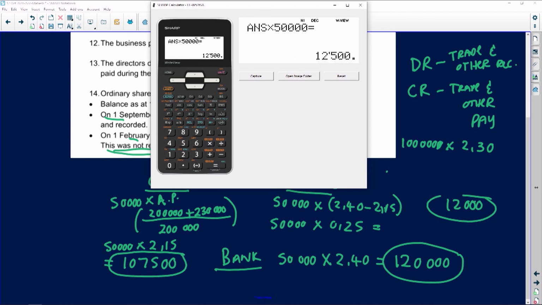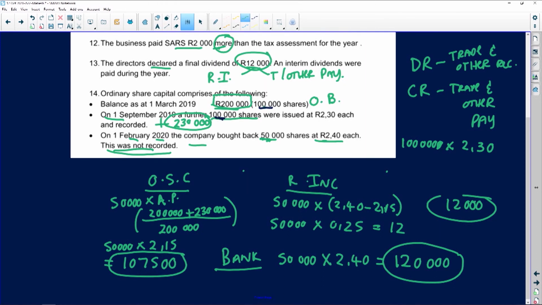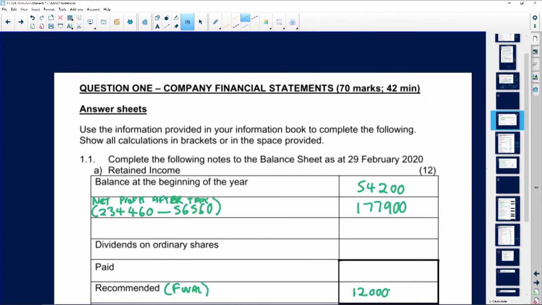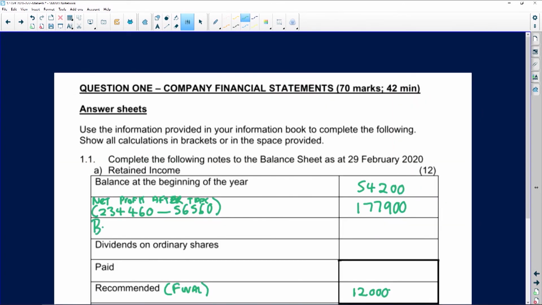So retained income is going to decrease by 12,500. Again, because it's a buyback, your equity decreases when there is a buyback. So retained income, let's quickly go there. It should be here. And on the next line, buyback of shares, or you can call it repurchase of shares, and in brackets retained income decreases by 12,500.